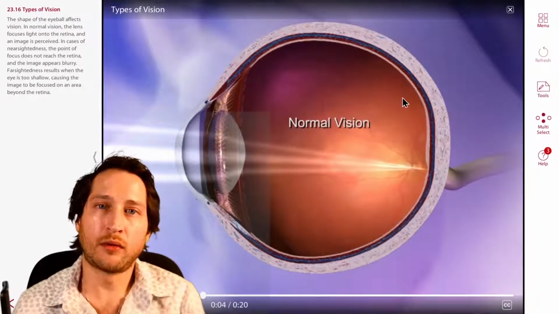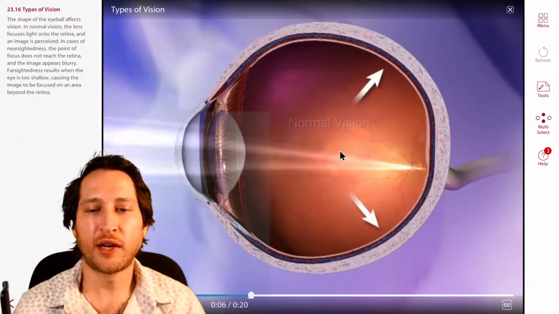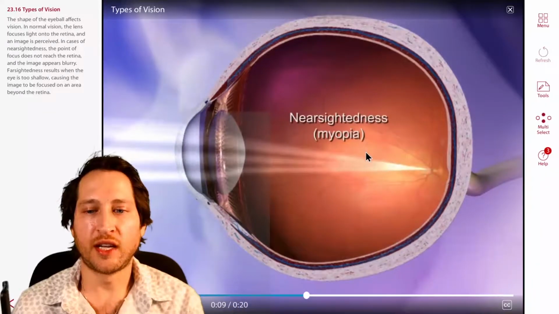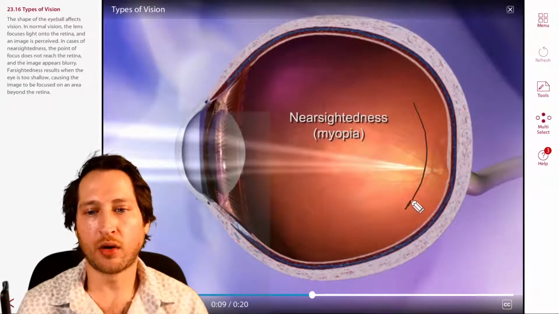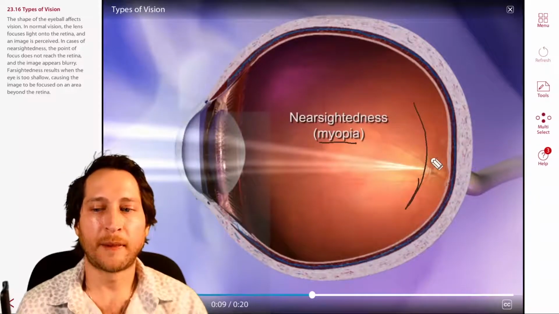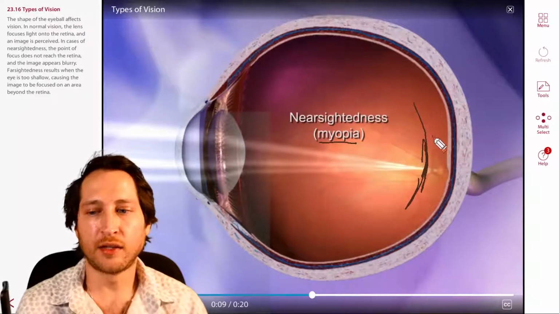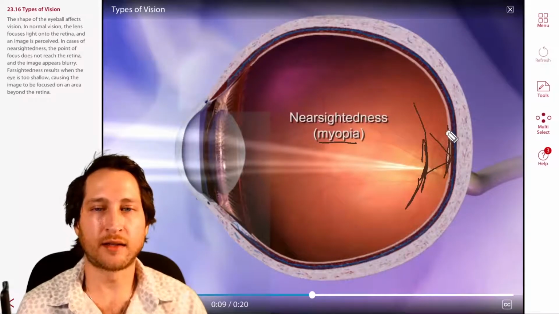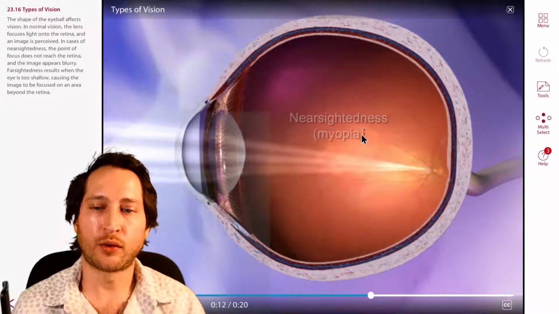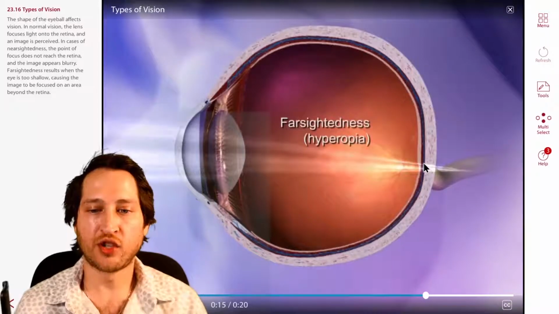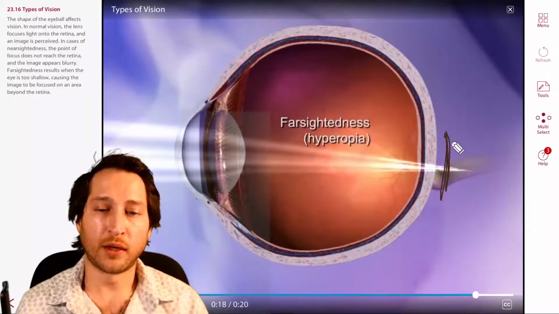Now, people like me who need contacts can have disruption of this normal vision. So one scenario is where that information is actually not making it quite to the retina. So this would be called nearsightedness or myopia. And so that image is basically in front of the retina. So you have to wear corrective lenses to get that image extended back to this retinal portion. Now, you also could have what's called farsightedness or hyperopia, and that's where the image is projected to a region beyond that retina. So, again, it's not going to be in focus.